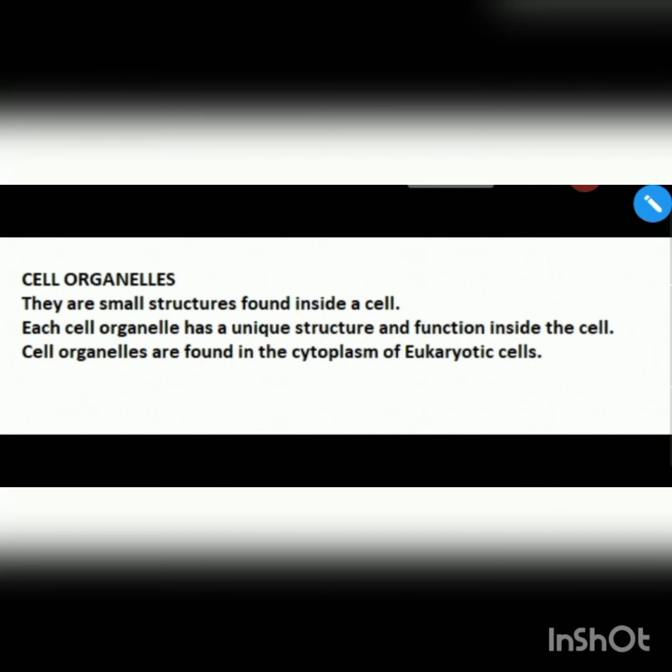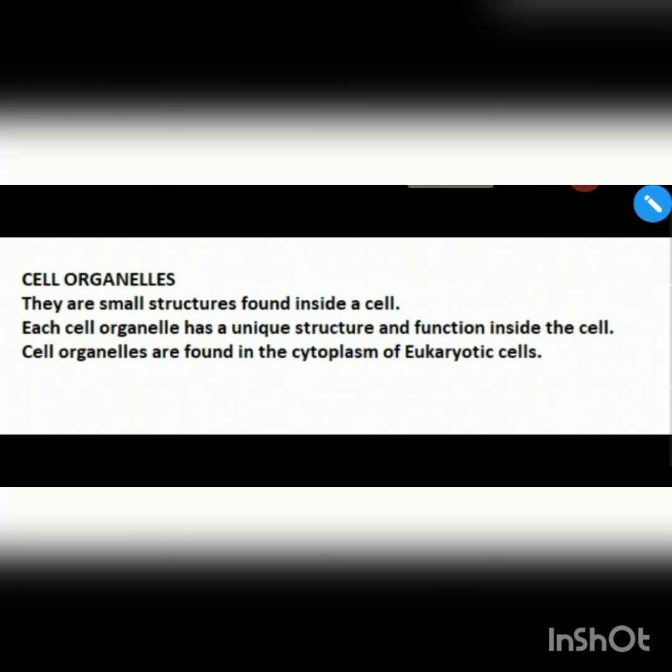The cell organelles are found only in the cytoplasm of eukaryotic cells. In prokaryotes, besides the absence of a well-defined nucleus, the membrane-bound cell organelles are also absent. So the cell organelles are small structures that are found in the cytoplasm of the cell, and each cell organelle will have a specific function.